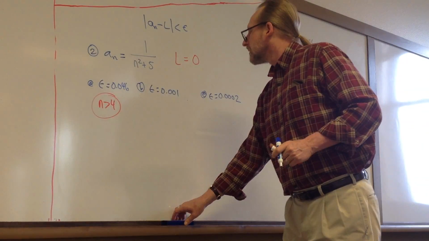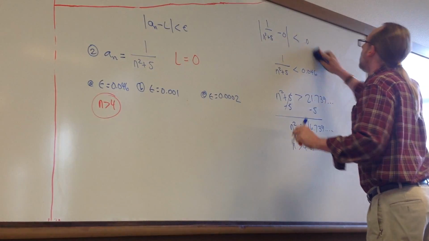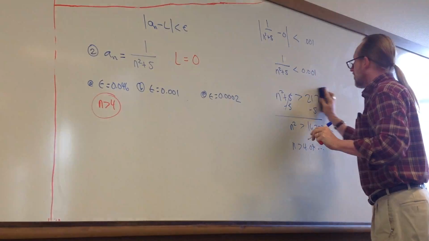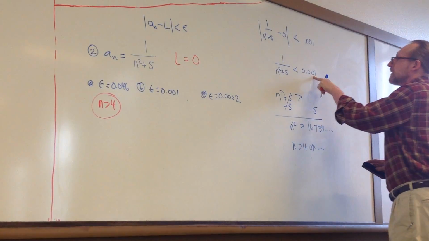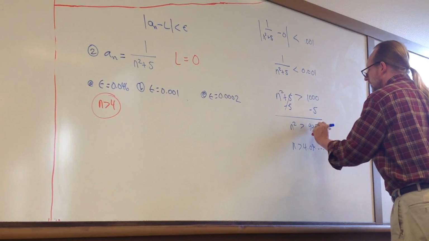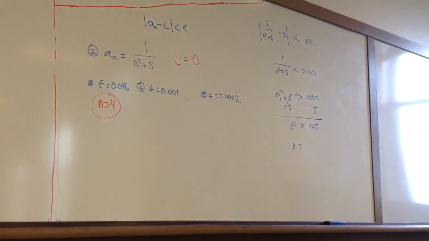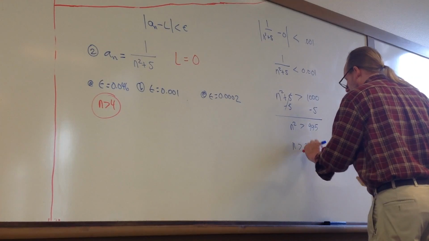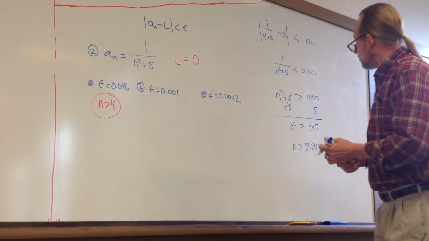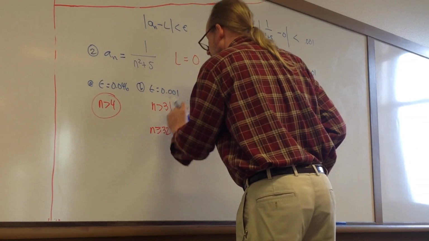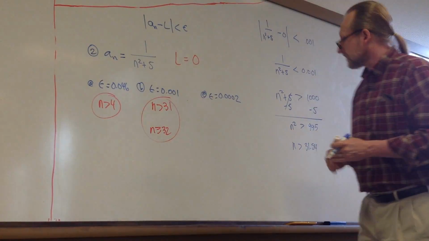All right. Now let's do 0.001. Okay. And then if we take the reciprocal here, this is 1,000th, so that should be 1,000. This will be 995. And now we need to take a square root there. Square root of 995, 31.54. And so again, we can just say n greater than 31. If you want to say n greater than or equal to 32, it says the same thing.